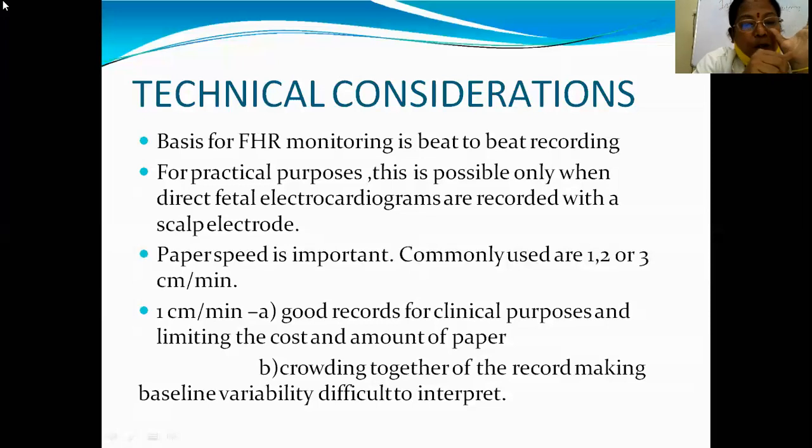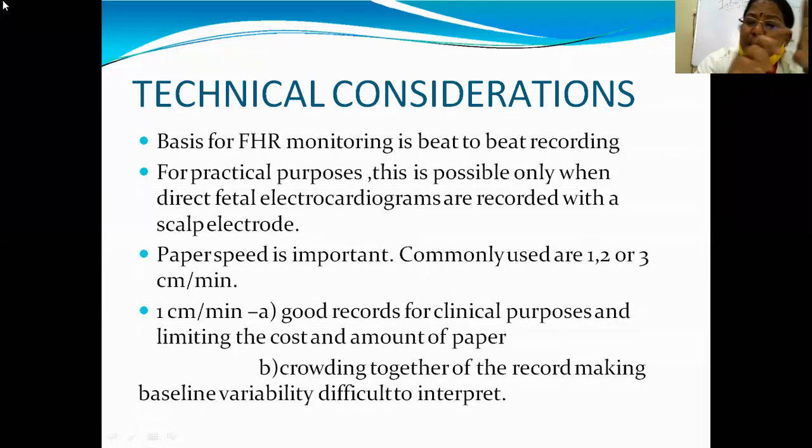The basis for fetal heart rate monitoring is beat to beat recording. For practical purposes, we can see beat to beat variability when we look at a graph. Fetal heart rate is recorded with a cardiotocograph, ideally, and monitoring can be external or internal. When the electrodes are outside over the maternal abdomen, it is external fetal heart rate monitoring. When the electrodes are directly placed on the scalp of the fetus, that is internal monitoring.